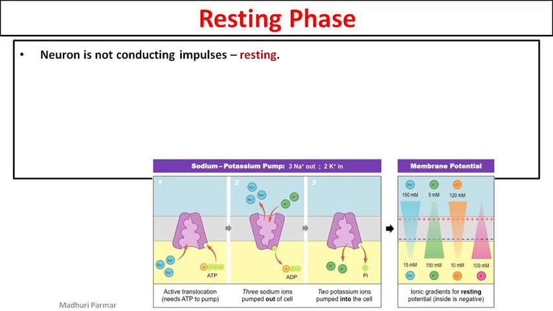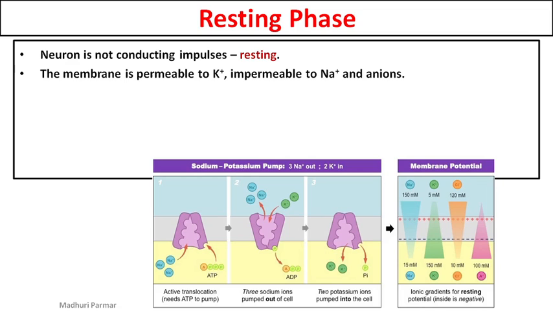Now beginning with the nerve impulse conduction. The normal phase, when the neuron is not doing any work, it is at rest. So when neuron is not conducting impulse, it is known to be resting. You call that the neuron is resting. Fine. So this is called resting phase.